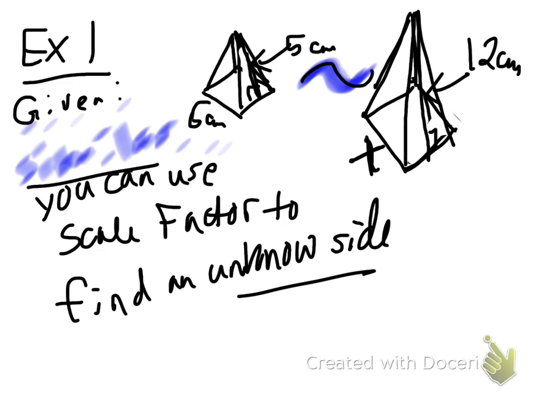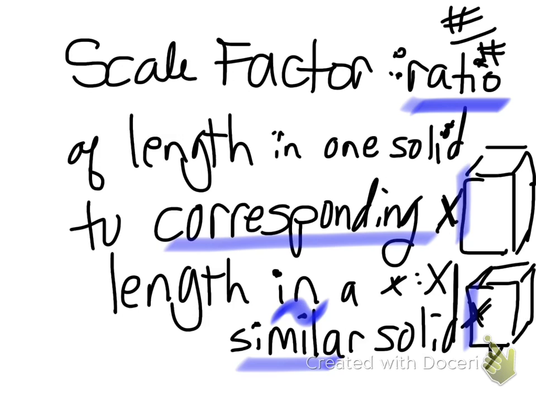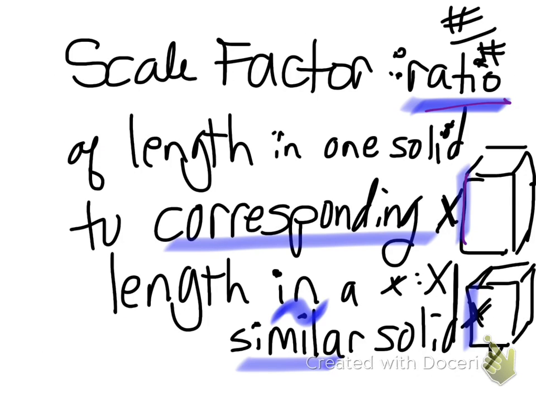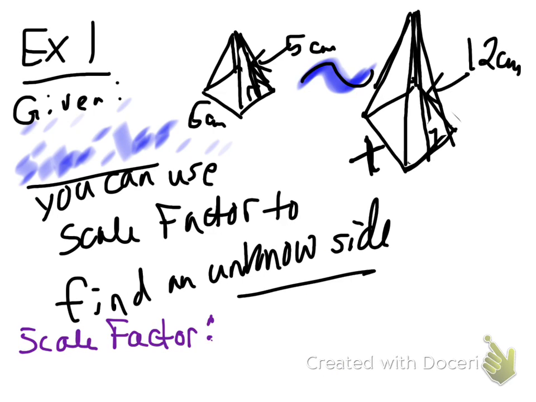Okay, so let's set up a scale factor. Remember, it's going to be a ratio. If we look back at our definition, it's a number over a number in the corresponding position. Remember, corresponding position. So here we have 6 to x in the same position, but we don't know what x is. We need to look at our given information, something that we have both of.